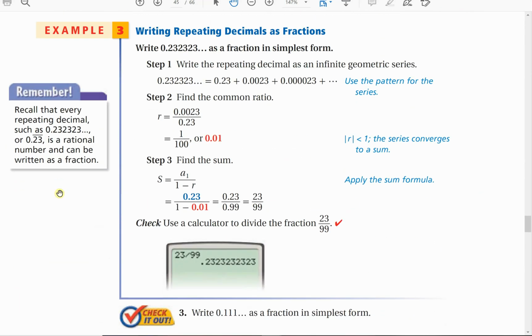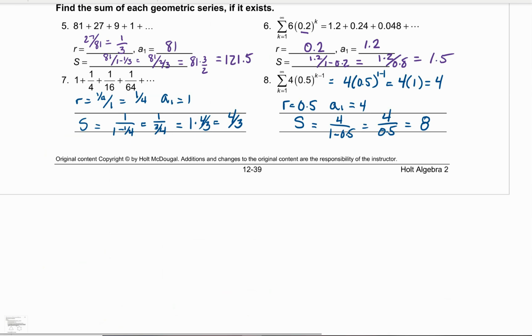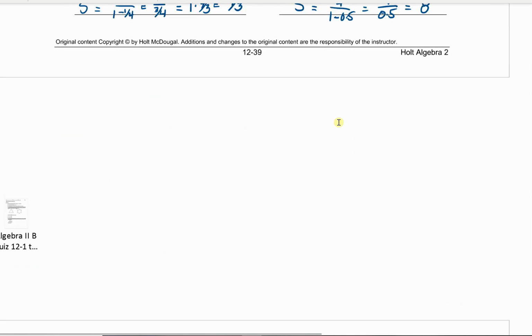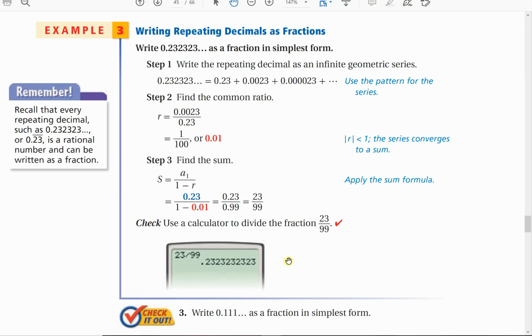The cool thing is you can use this formula to figure out fractions when you have repeating decimals. And I know you guys love to just bust out the calculator, but let me show you here. Write a repeating decimal as a fraction, 0.23 repeating.